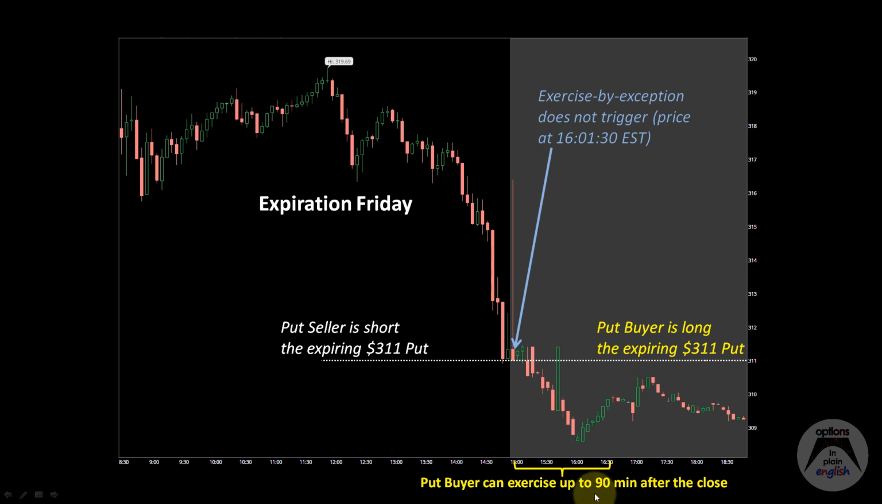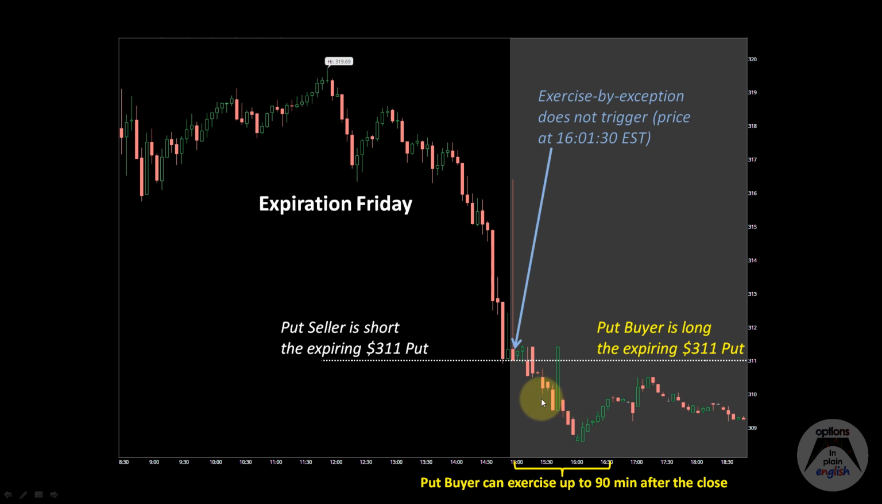Now we're going to continue. We're going to analyze what's going to happen. So the price starts going down after hours. So look here. This is the price, okay? It starts going down after hours. Remember, we're in the window where the put buyer can exercise. And by the way, these times are Central Time, so you have to add 1 hour to get the Eastern Standard Times.